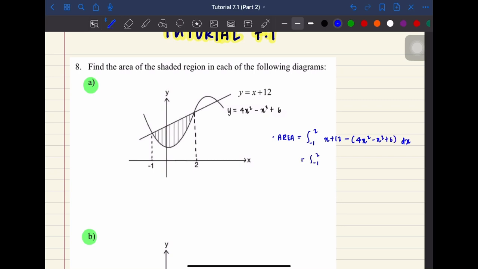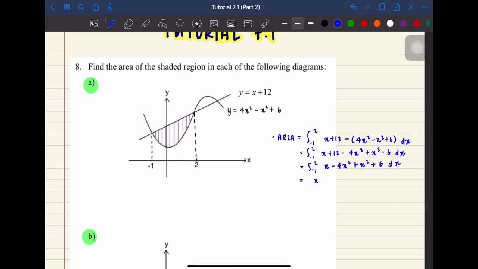Alright, and then I will open the bracket. Okay. Negative 1 until 2x plus 12 minus 4x squared plus x cubed minus 6. And then we can combine the 12 and 6. Okay, boleh combinekan 12 tolak 6 jadi 6. So negative 1 until 2x minus 4x squared plus x cubed plus 6 dx. Okay, so you can just integrate terus.